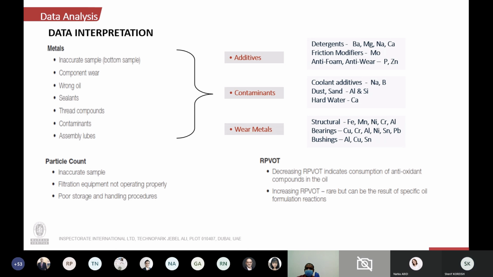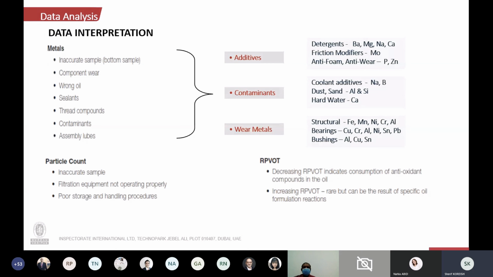of course. Wear metals, which are coming from wear, are either structural, coming from the components or the alloys of the machinery itself, and the major items there will be iron, manganese, nickel, chromium, and aluminum. Bearings: if I see copper, chromium, aluminum, nickel, tin, or lead, this is related to the bearings, bushings, and pistons and stuff like that. Aluminum, copper, and tin are some of the elements which we can see from testing the metals.